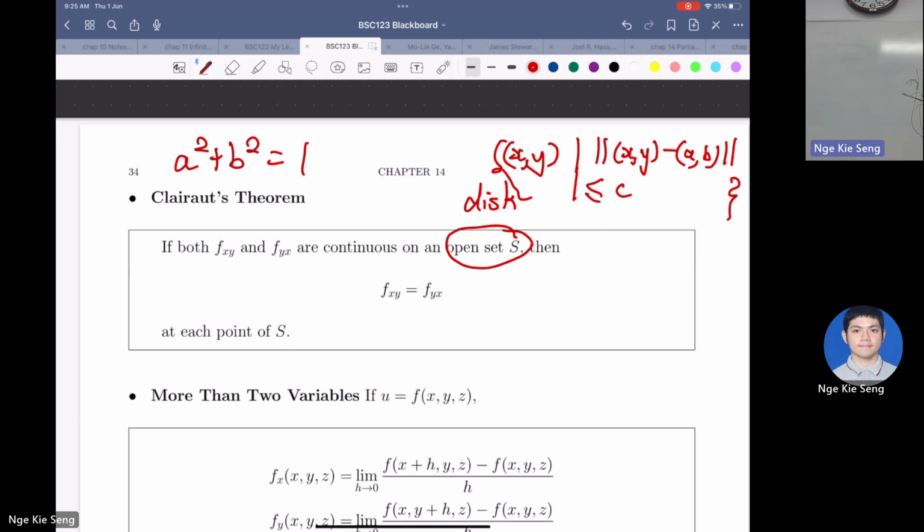It's kind of amazing. Why amazing? Because you talk about continuity, but you can infer something about the function: the mixed derivatives are the same, just because they are continuous. I just want you to appreciate. You don't need to know why it's true.